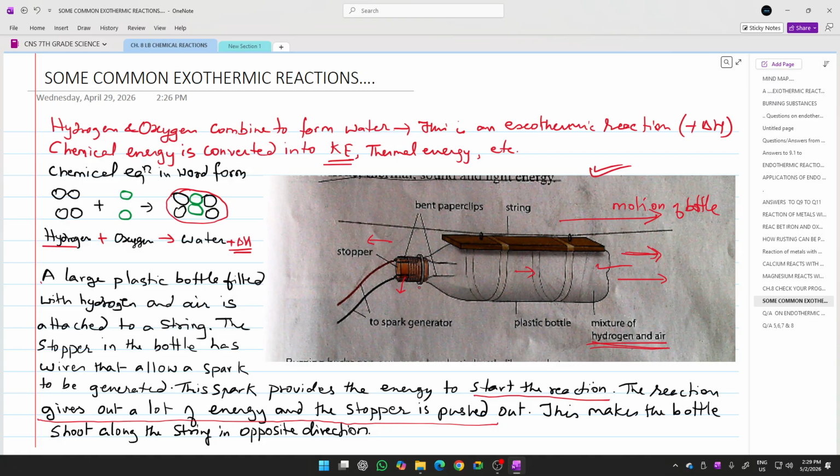That's the reason I wanted to make a separate video on this particular topic, that is the exothermic reaction taking place between hydrogen and oxygen when it is ignited using a spark. This is where the heat energy which is given out in the reaction is converted into kinetic energy, which makes the bottle move.